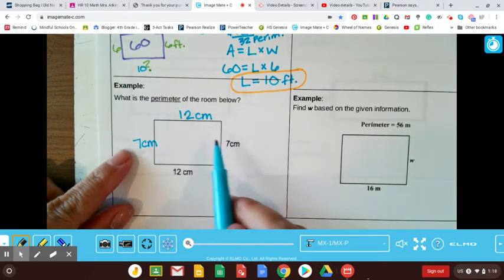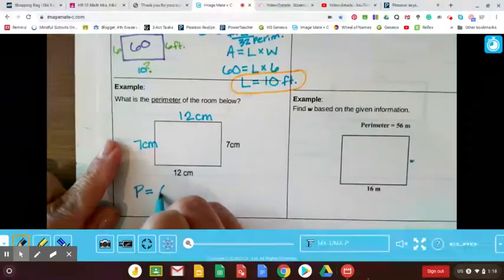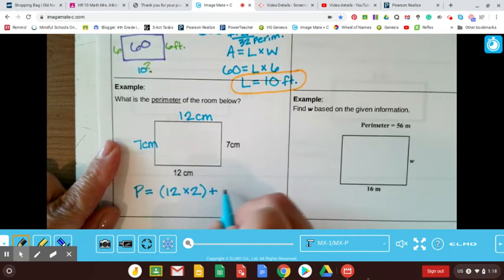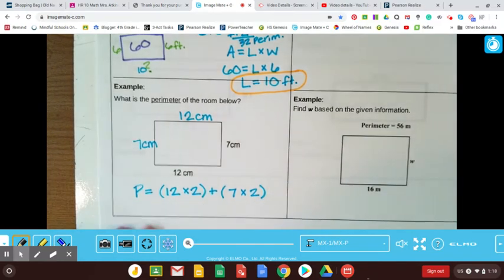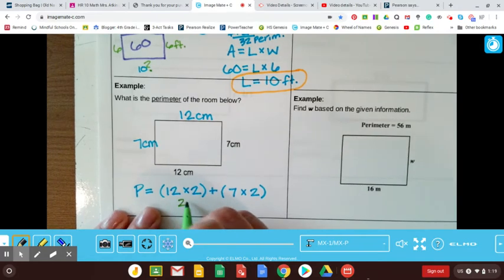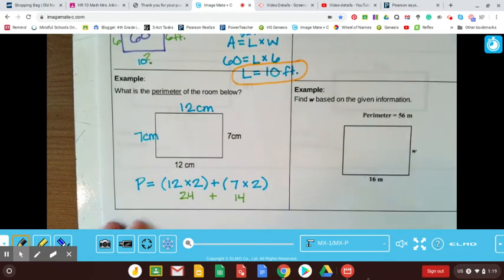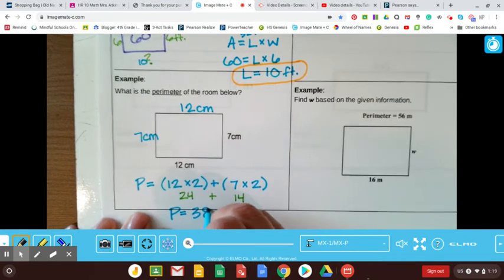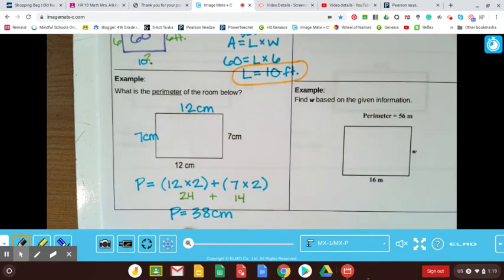So to find the perimeter, we're going to add up all of our sides, or we could apply the formula. So perimeter would be length times 2 plus width times 2. And we would get 2 times 12 is 24, plus 7 times 2 is 14. Therefore, our perimeter would be 38 centimeters. And that would be our perimeter.